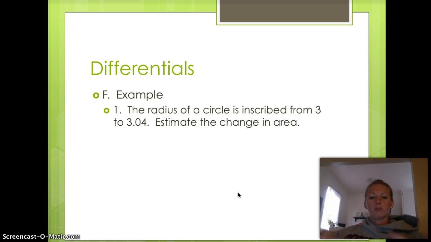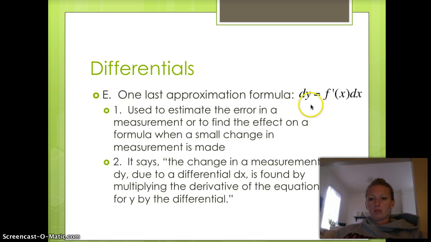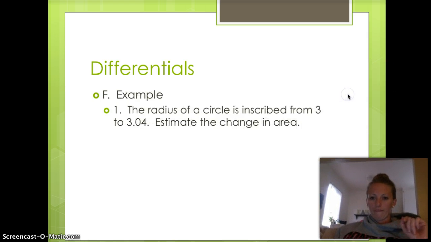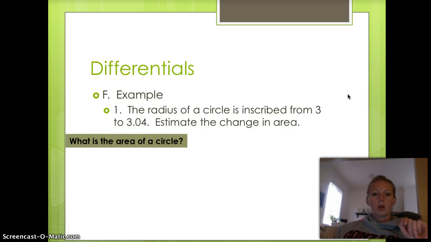So, number 1. This is when you have a problem with something more real life. The radius of a circle is increased from 3 to 3.04. Estimate the change in the area. You're going to use this formula that we have on this page right here. Okay, so step 1, what is the area of the circle? We need the area of the circle to be able to plug into my formula. So we should all know that the area is pi r squared.